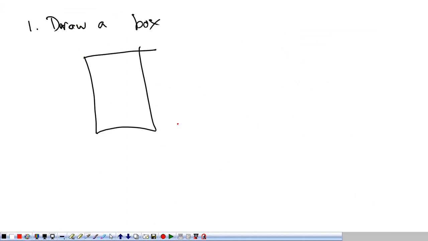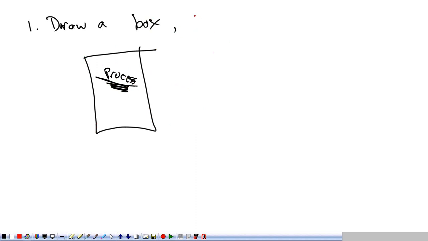Step one, draw your box. This is simple enough, right? This stands for your process. It's a function, whatever it is. Let's do the example of waiting in line at the supermarket or at Walmart. Our process was waiting in line. So that's it. That's our process.